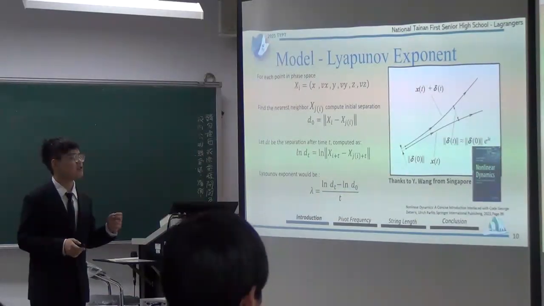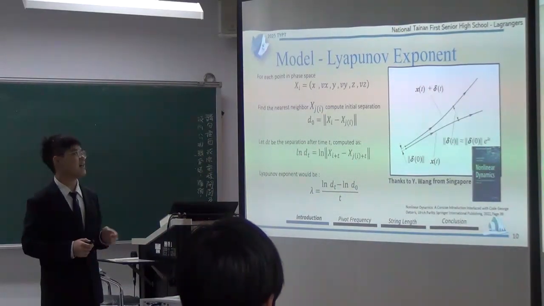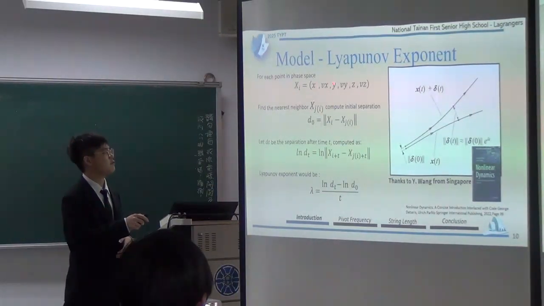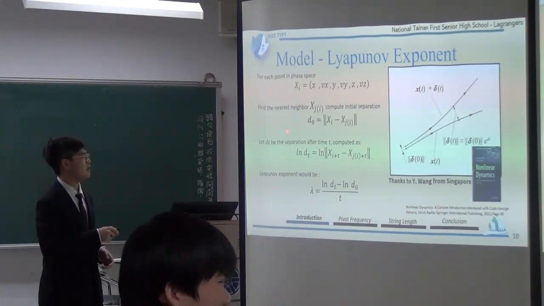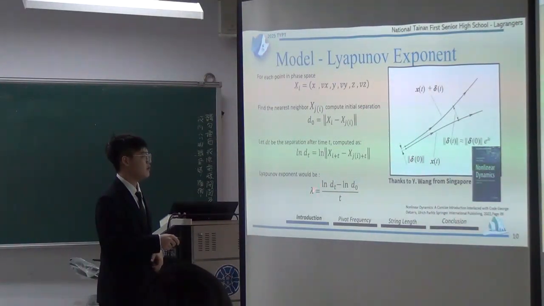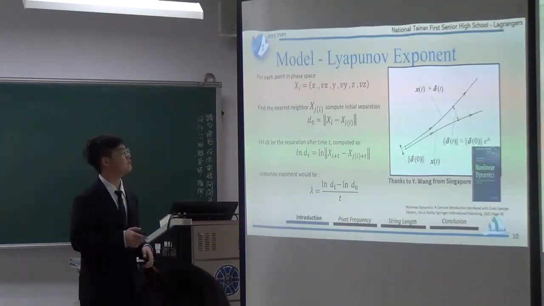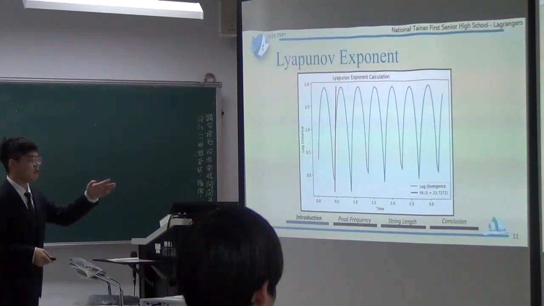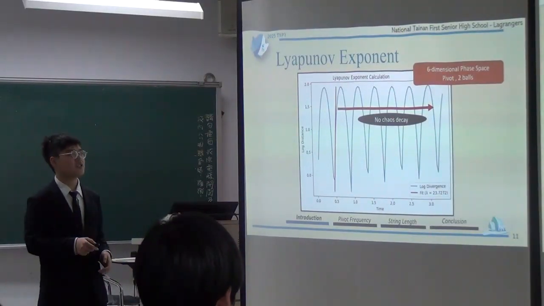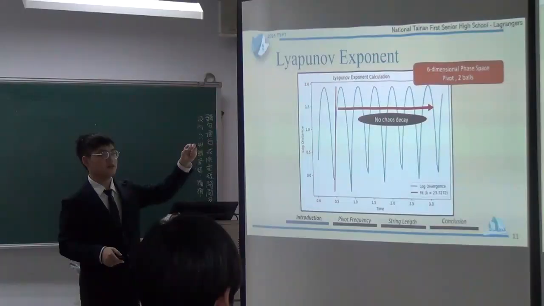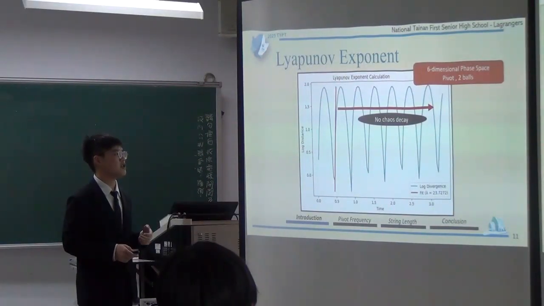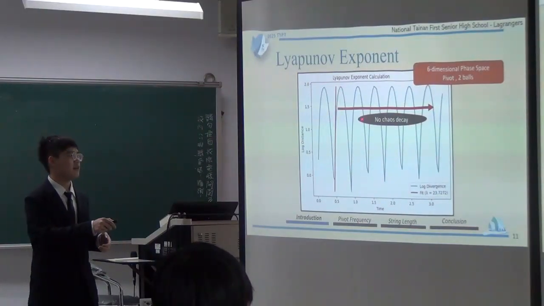So to clarify the chaos right here, we use the Lyapunov exponent as our model. So for each point in the phase space, we can define x, vx, y, vy, and z, vz. So we can find the nearest neighbor to compute the initial separation. And then we can calculate the slope via the Lyapunov exponent. So the Lyapunov exponent is calculated as this. So we have a 6-dimensional phase space with the pivot position and velocity and the 2 balls. We can observe from this graph that there is no chaos decay.